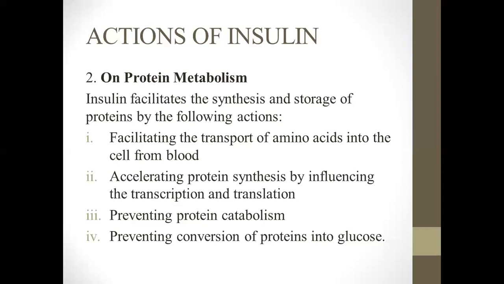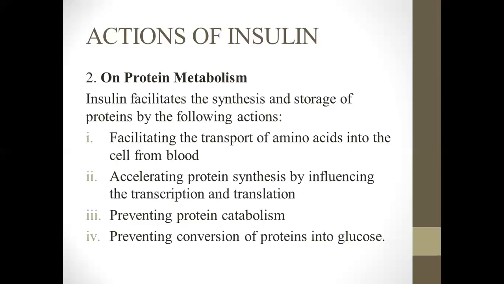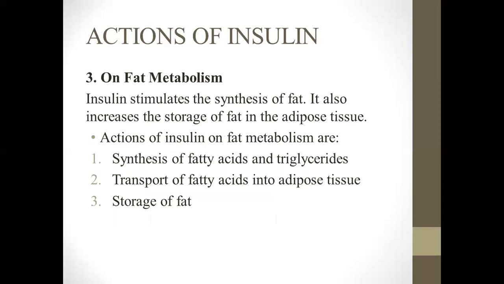Protein can also be converted into glucose through different types of cycles, which are discussed in biochemistry. So these cycles cause the conversion of protein into glucose. Because insulin has the anabolic function for protein, it will prevent the conversion of protein into glucose.